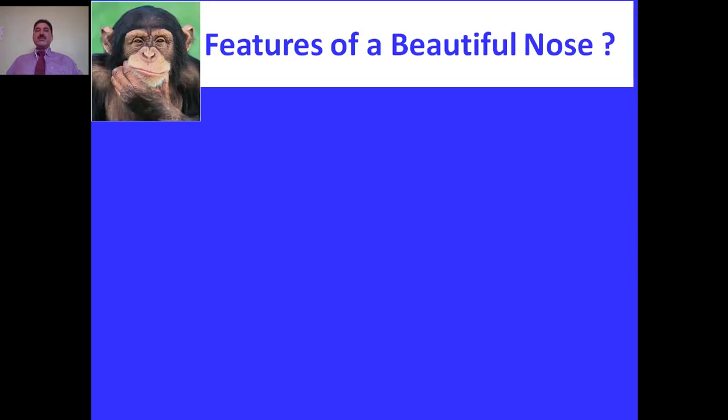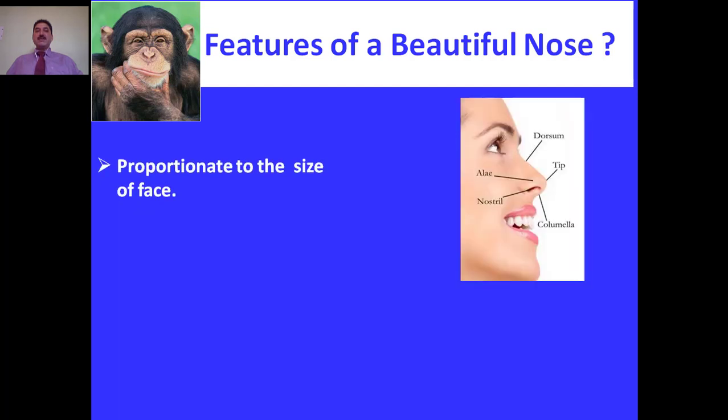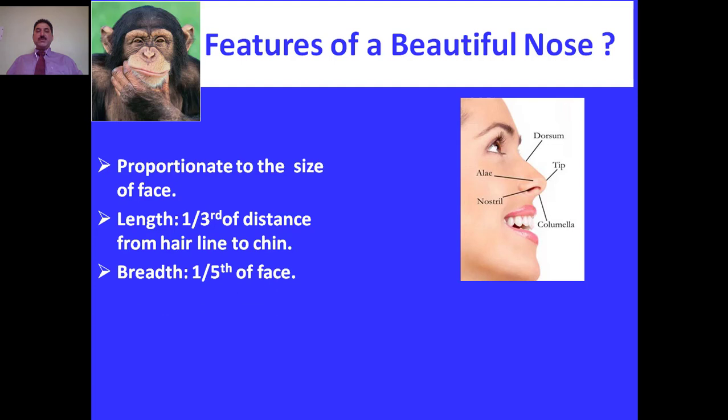Now let me ask you, what is a beautiful nose? Or what are the features of a beautiful nose? The size of the nose should be proportionate to the size of the face. The length of the nose should be one-third of the distance from hairline to chin. Breadth of the nose should be one-fifth of face.